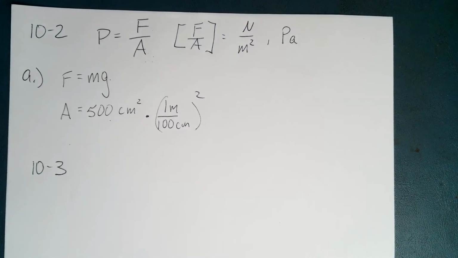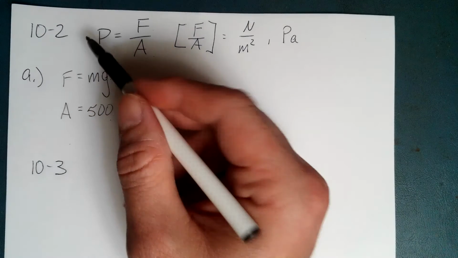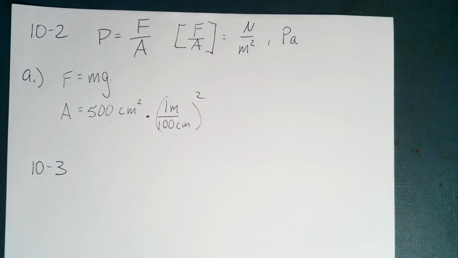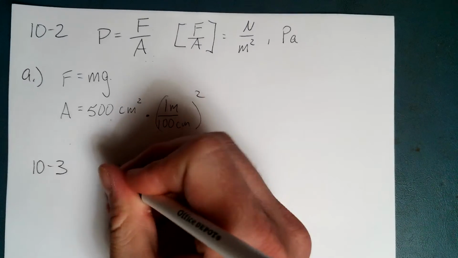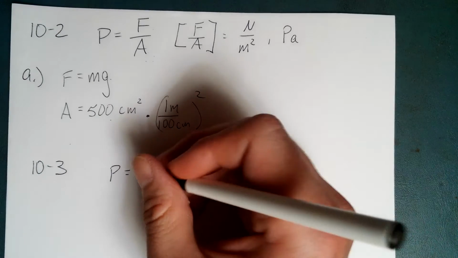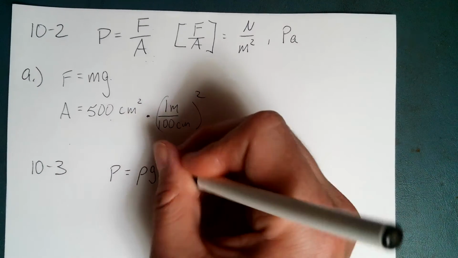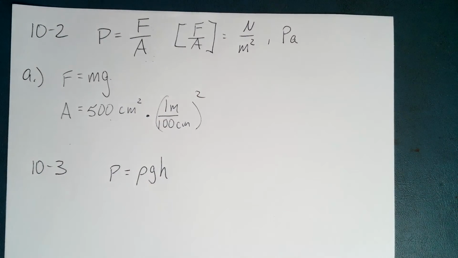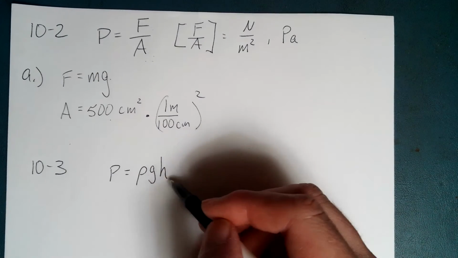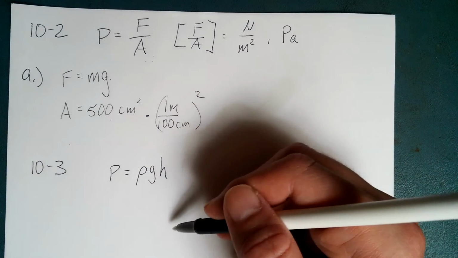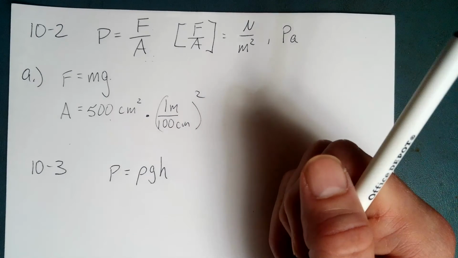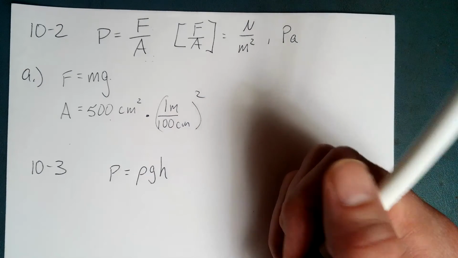10.3. Now pressure we can sort of extend beyond just objects in contact. Okay, like was the first example here. So pressure in a fluid we're dealing with. Now this is a static, for the most part, fluid, at a depth. So this is h. I know that's height, but it also stands for depth below the surface of a fluid. Usually we're talking about water.